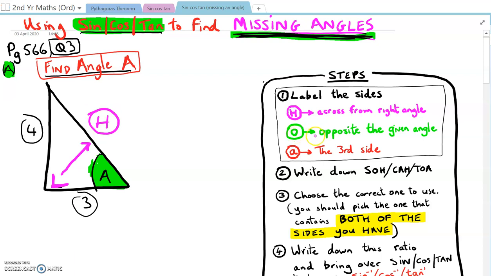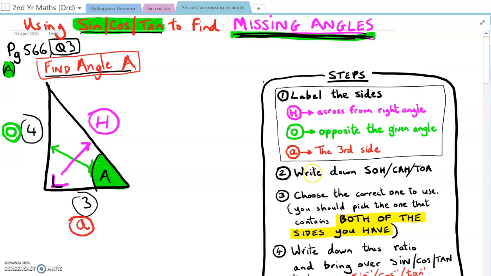Now, O is opposite the given angle, or the angle that you're looking for. This is the angle we're missing, so this is the angle we consider to be the given angle. So over here will be our opposite. And then A is the third side that hasn't been labeled yet, so this one down here is A. We've done step one.